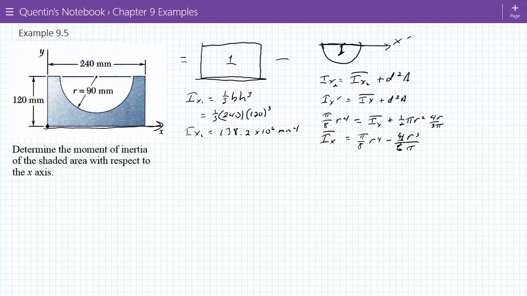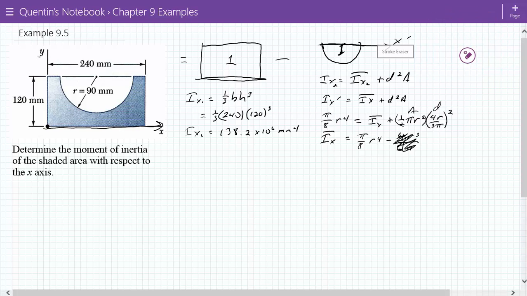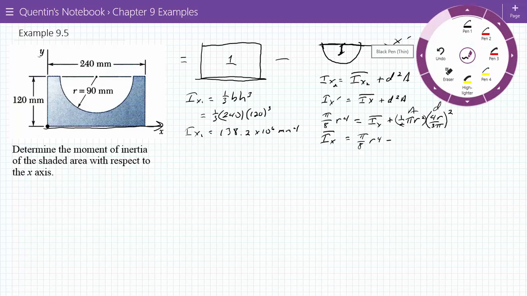I goofed up somewhere. Oh, I know where I goofed up. This is our area, this is our distance, so we need to square that. So scratch that, actually. We'll clean this up a little bit. Give me that back, please.